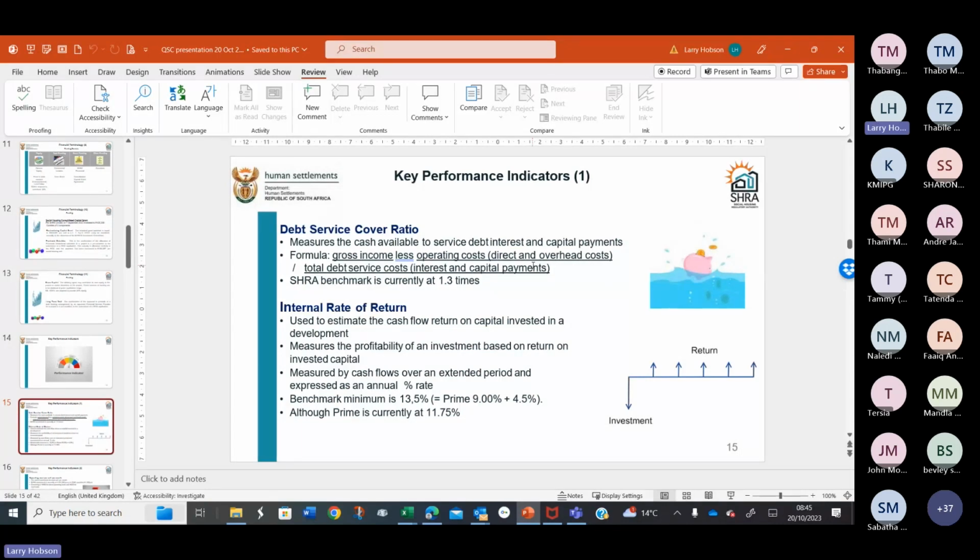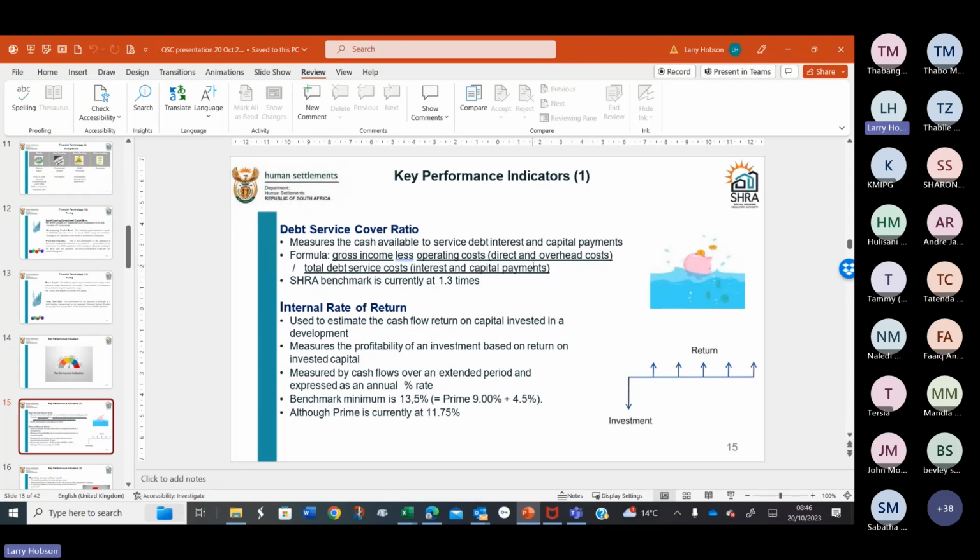So the debt service cover ratio measures the cash available to service debt repayments, which are interest and capital repayments. Once you've got a repayment schedule from your lender, you'll know how much you have to repay every month. And then you've got to cover that from the results of your ongoing operations. So the formula to calculate the debt service cover ratio is your gross income less your operating costs divided by your debt service costs, which are interest and capital repayments.